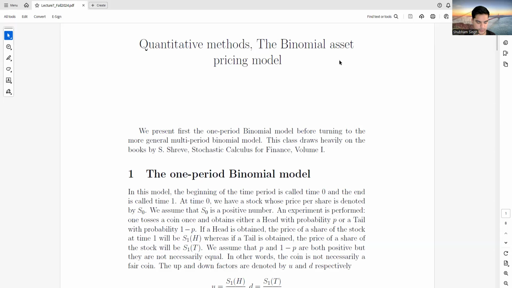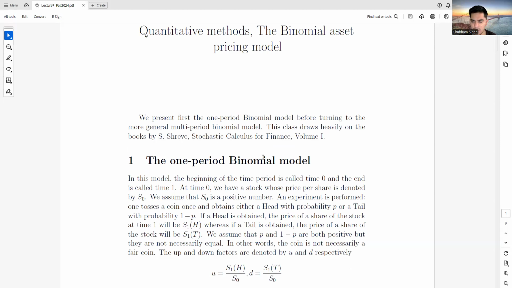Right. Today I'll be going over binomial asset pricing models. So without further ado, let's look at the one period binomial pricing model.